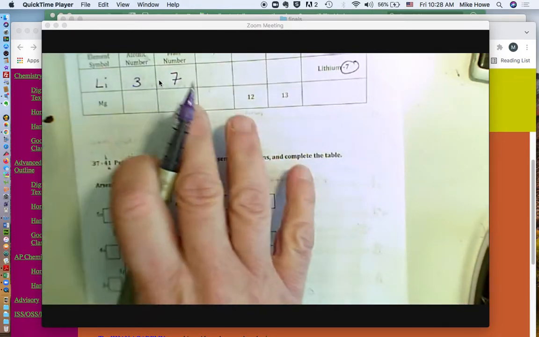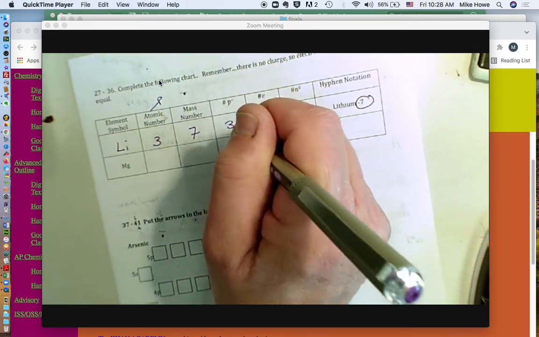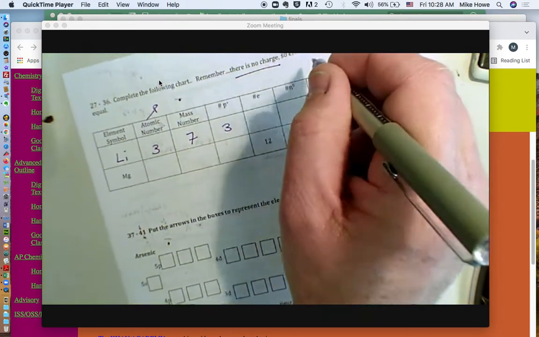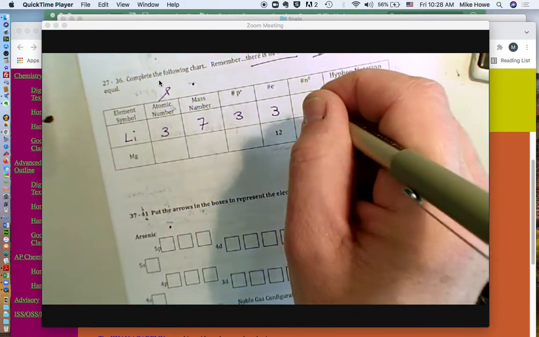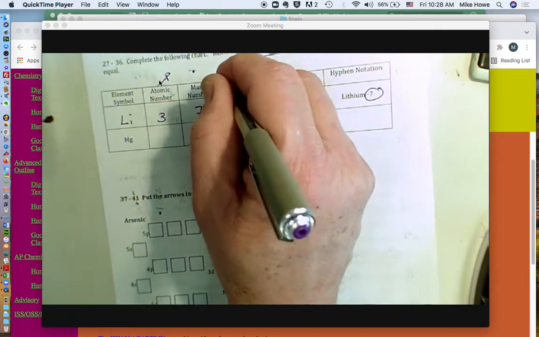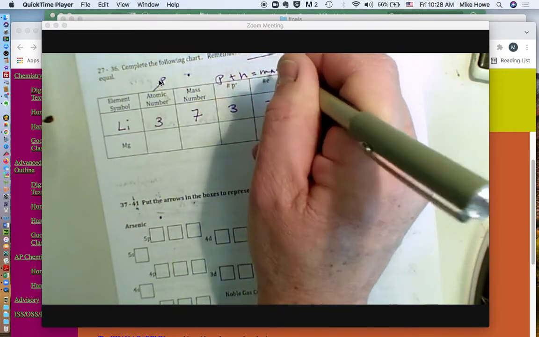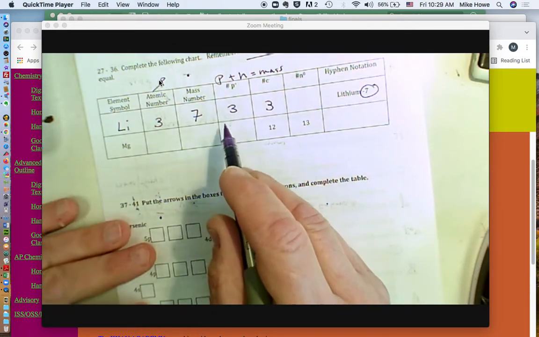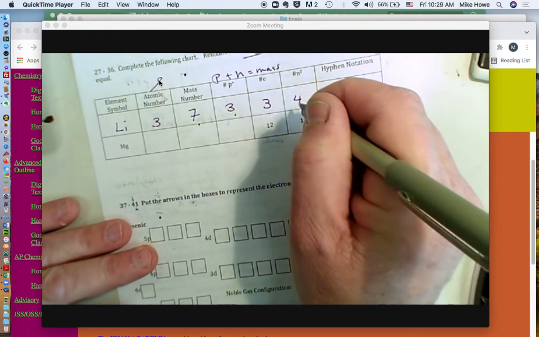Okay, the atomic number is the same thing as the number of protons. So that means that's 3. There is no charge, so the electrons and protons are equal. So that's 3. And the neutrons, protons and neutrons equals mass. Protons plus neutrons equals mass. So we know the protons are 3 and the mass is 7, so the neutrons have to be 4.